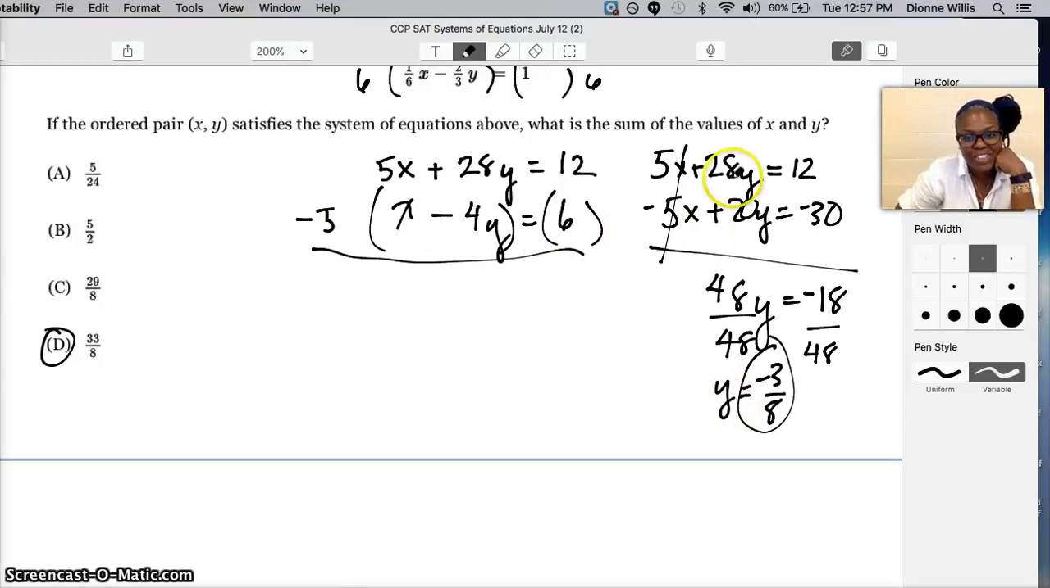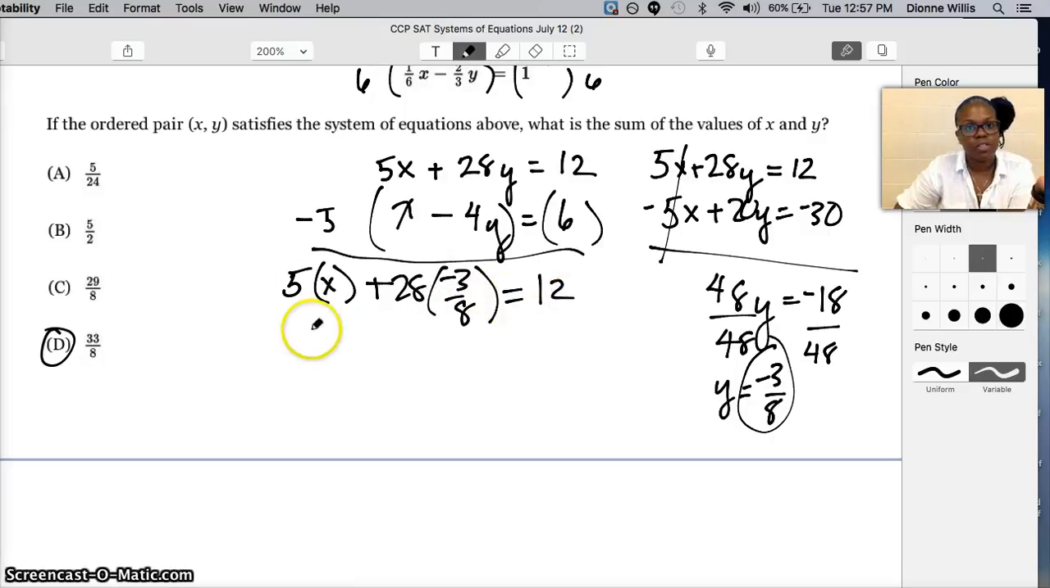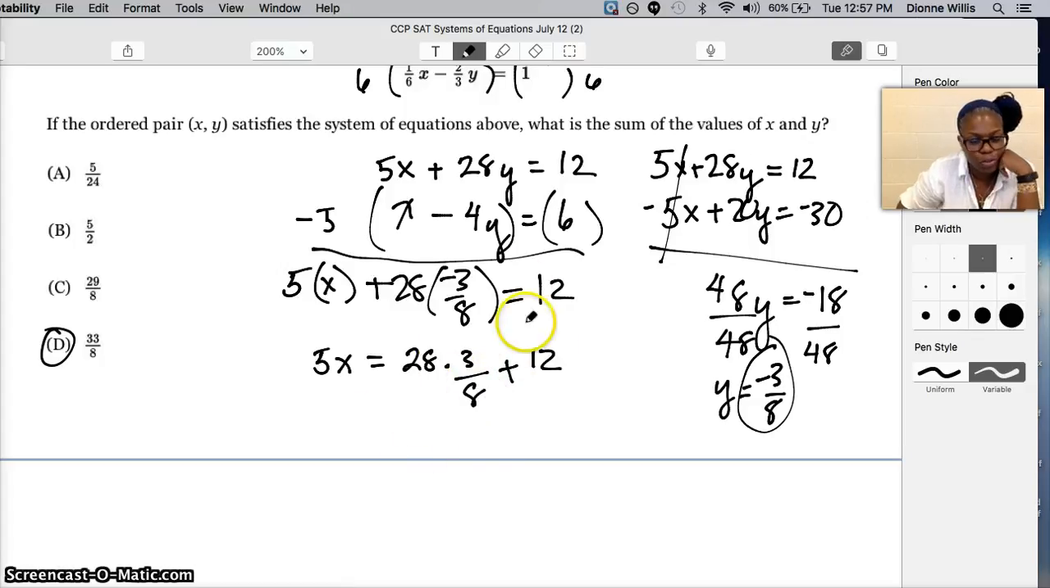So now that we've got y, let's figure out what x is. Instead of using one of the fractional equations, which we could use, let's use one of the modified ones that's a little bit easier to deal with. So if I do 5 times x, which is what I'm looking for, plus 28 times y, which is -3/8, is equal to 12. Now all I need to do is solve for x. So 5x is equal to, all of this stuff is going to go over to the other side, so it would be 28 times a -3/8, which is going to be a negative, whatever that is. So when I bring it to the other side, it's going to be positive, right? So I'm going to just do that plus 12. I hope that doesn't feel too tricky to you.